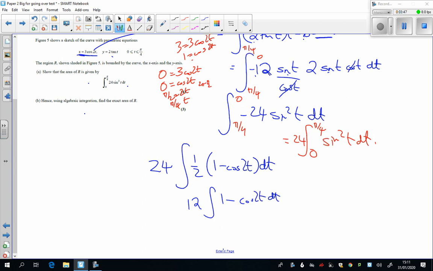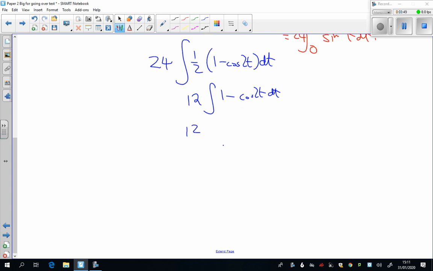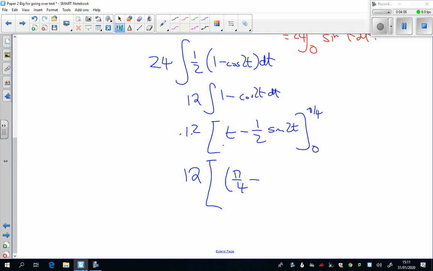A bit more room. So we've got t minus a half sine 2t, and that is going from 0 to pi over 4. So I've got 12 lots of pi over 4, take away, stick the pi over 4 in there, and what are we getting? We're getting half, aren't we? Putting the 0 in there, we got 0, 0. That's good. Grand total gives us 3 pi minus 6.